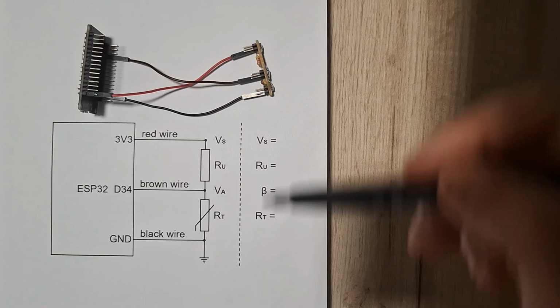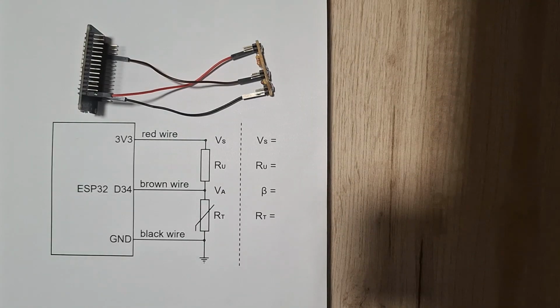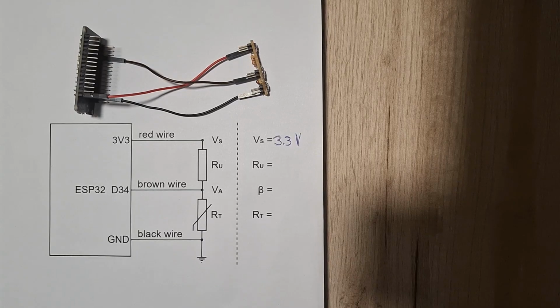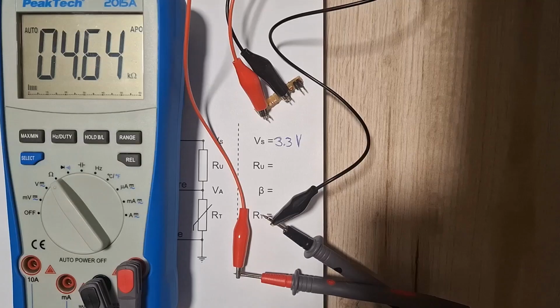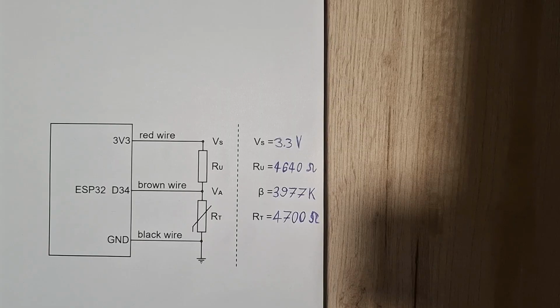On the right side, we have the 4 parameters we need to determine before we look at the code, so let's do that. We know that Vs is 3.3 volts and the multimeter measured RT as 4.64 kilo ohms. In the datasheet of our thermistor, we can see that RT0 is 4.7 kilo ohms and beta is 3977 kelvins. Now that we know all 4 parameters, we can start looking at the code.